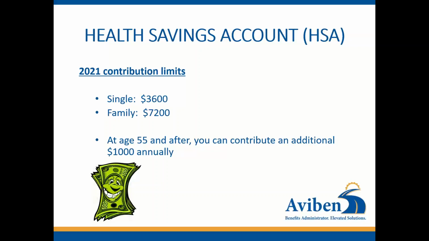And at age 55, you can contribute an additional $1,000 annually. So if you fall in that range, and you're on a single plan, you can do $4,600, or if you're on a family high deductible health plan, you can do $8,200.